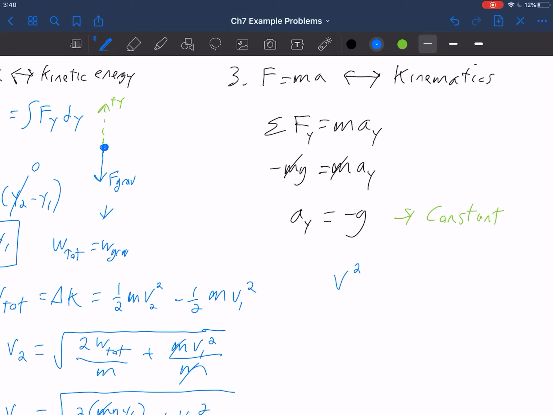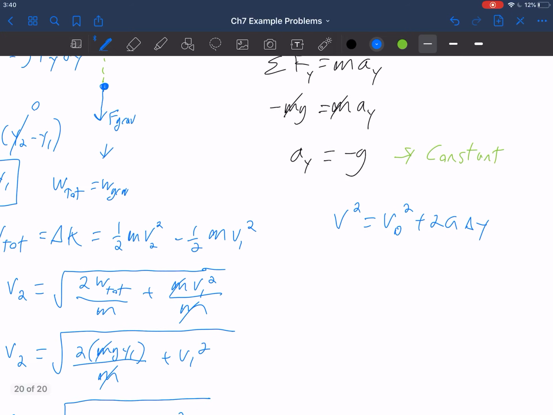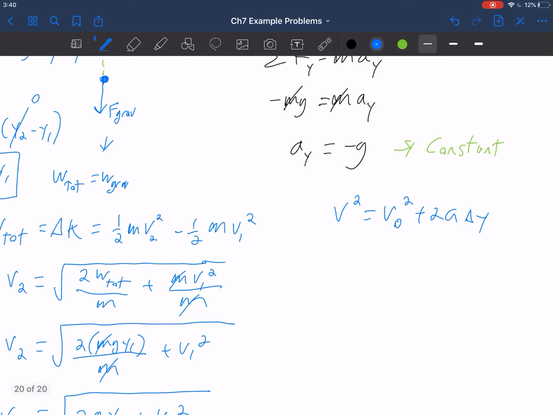V squared is equal to v naught squared plus 2a delta y. Or instead of using v naught for the velocity at time equals 0 and v for being the velocity at some later time, maybe I'll just rewrite this in terms of the notation we've been using, which is v2 squared is equal to v1 squared plus 2a delta y. Right, where v1 is a velocity at time 1, v2 is a velocity at time 2.